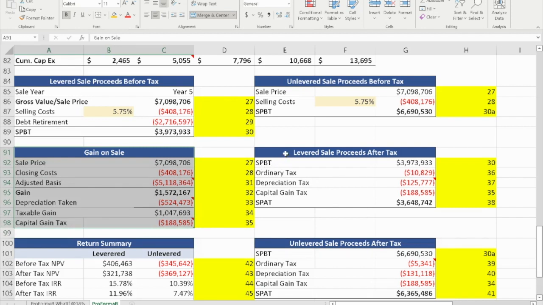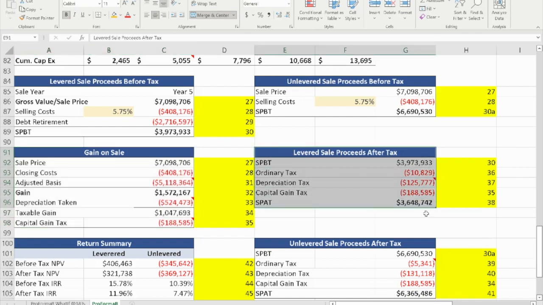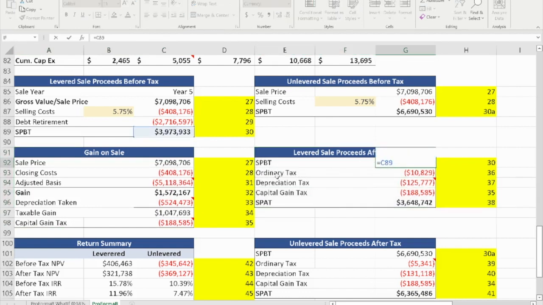Now that you've completed the gains table, you're going to go ahead and proceed to complete the levered sales proceeds after tax table. You already have the sales proceeds before tax for levered, which is here. You're referencing that, so equal to the sales proceeds before tax for levered. And then now you're going to calculate the ordinary tax.